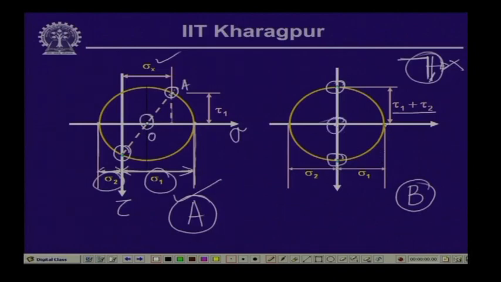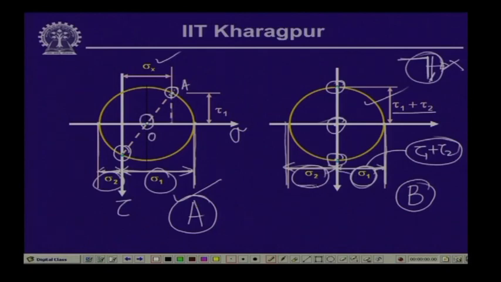Thereby, the maximum normal stress which we get corresponding to that point B equals sigma 1, and as you have seen earlier, this value of sigma 1 equals tau 1 plus tau 2, the radius of the circle. The minimum normal stress, or the minimum principal stress which you have, equals sigma 2, and sigma 2 also equals tau 1 plus tau 2.